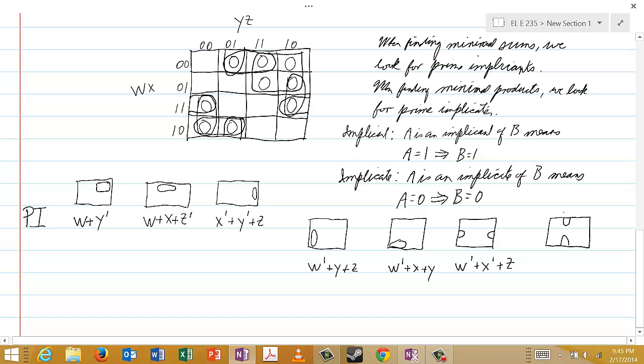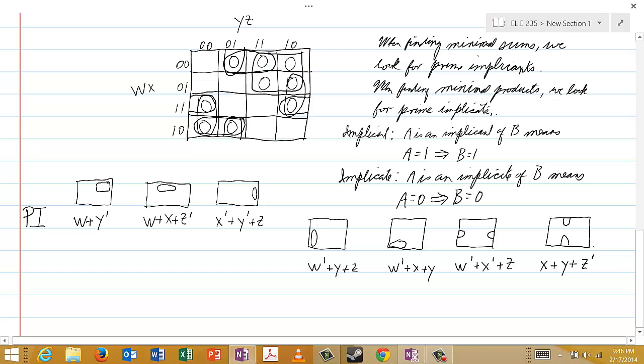And think for a moment to see if you can come up with a name. And if you do, you'll see that W is changing, so it's not in the name. X is constant and equal to 0, so we have X. And Y is constant equal to 0, so we have or Y. And Z is constant and equal to 1, so we have or Z prime.